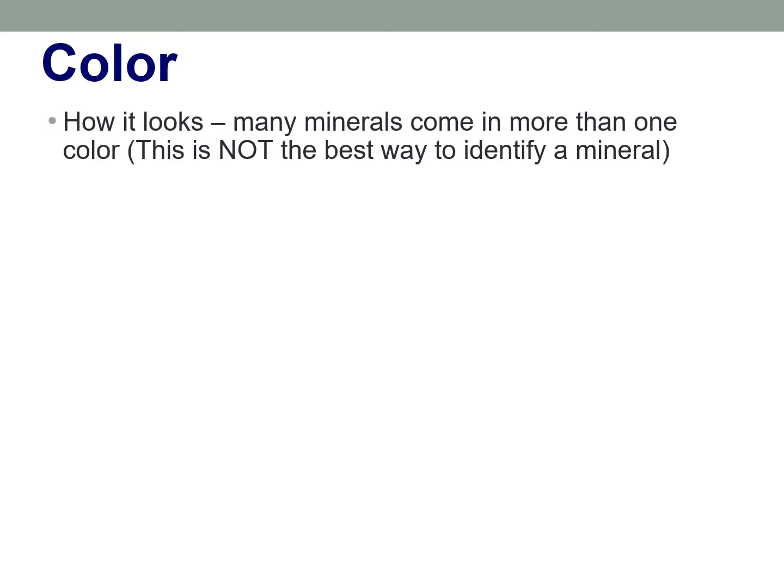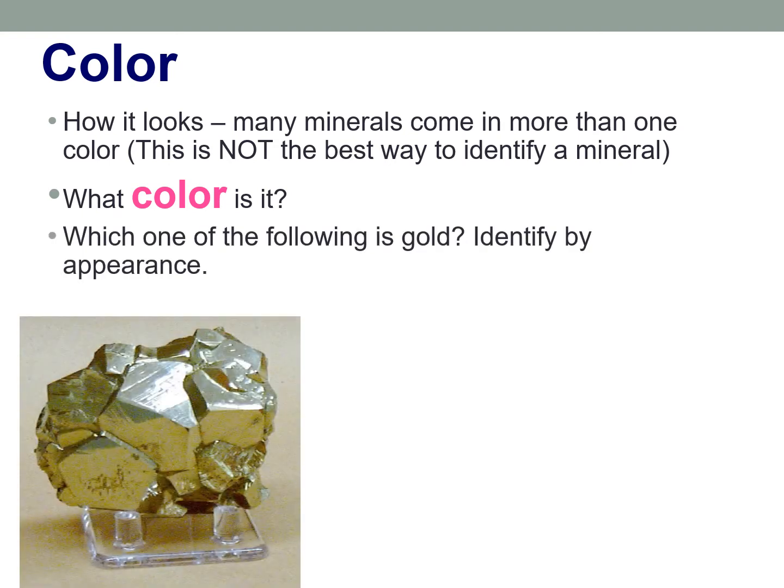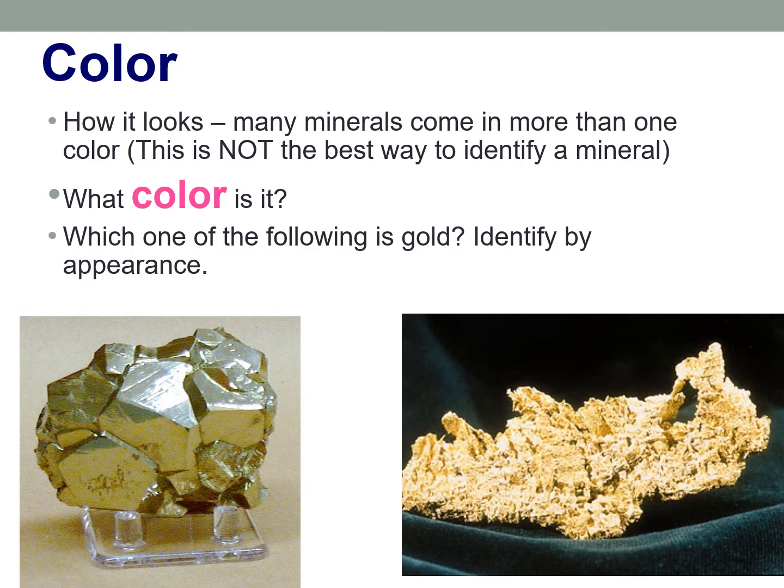The first thing we can do is look at the color. That's how it looks, but many minerals come in more than one color, so this is not the best way to identify a mineral. Just because it's purple doesn't mean it's a quartz. A quartz can be purple, it could be pink, they could be white. Okay, so many minerals come in lots of color, but the color is a way to identify it. You say, what color is it? So which of the following is gold? If we were identifying by its appearance, they both look gold, don't they?